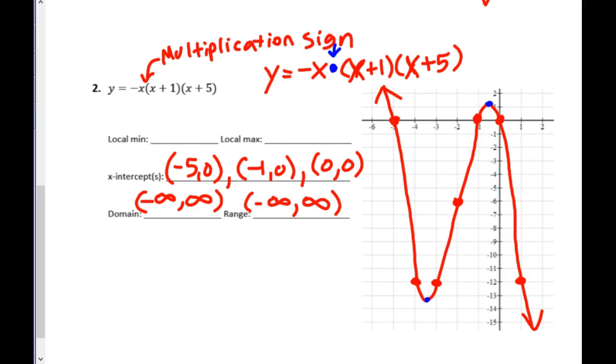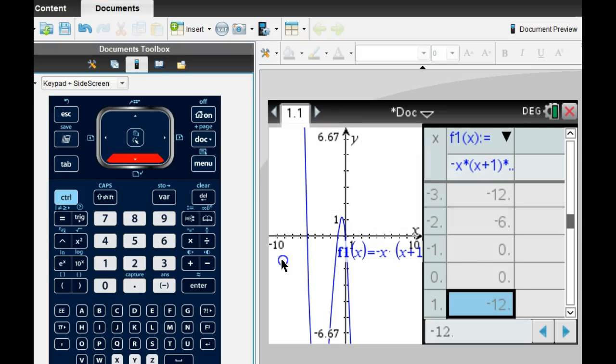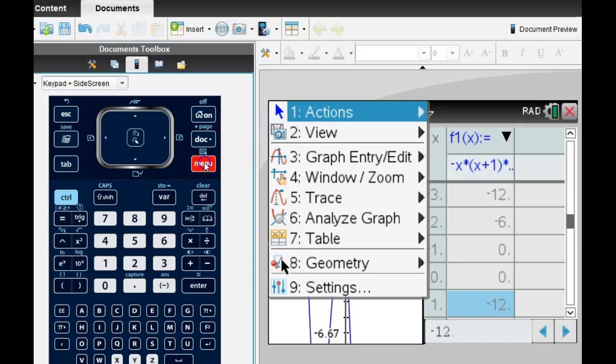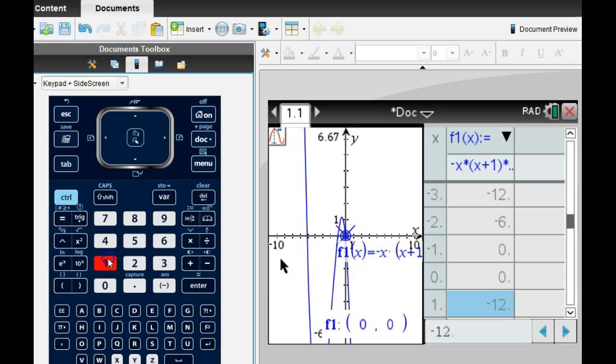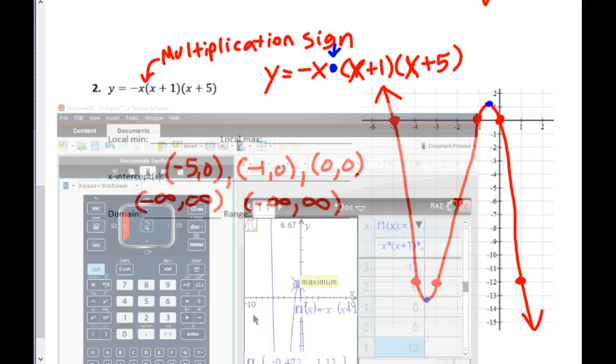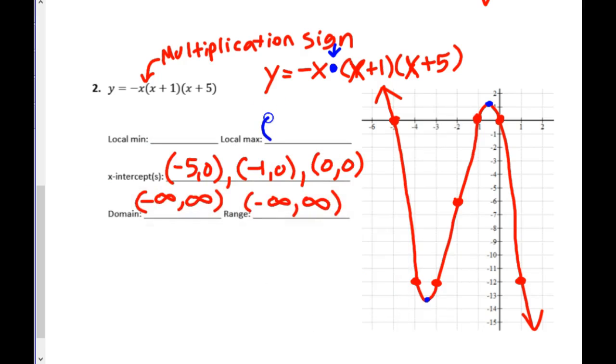Now, how do we get anything on the graph? Looking at this right here, what do I press? Menu 5, 1. So if I go to the left till I get to the word maximum, now I have my maximum. Negative 0.472. Now I'm going to write that for maximum. Negative 0.472, comma, 1.13. Does everyone know how I'm getting these points? Graph it, Control T. No? Okay. Graph it, Control T, move it around, you can get these exact points.